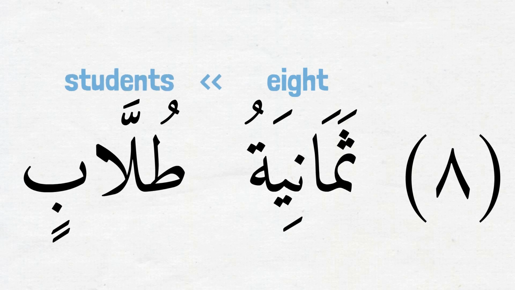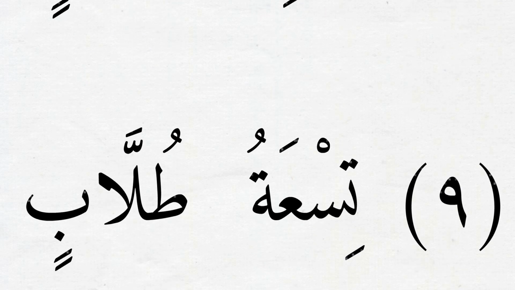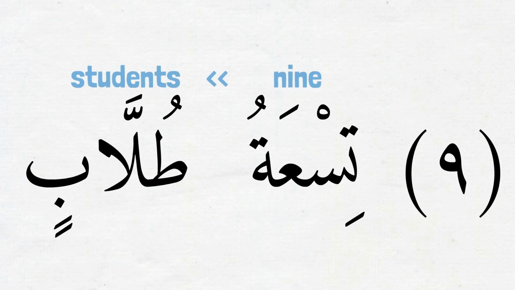8 طلاب. 8 students. 8 in Arabic is ثمانية. ثمانية طلاب is 8 students. 9 students is تسعة طلاب. تسعة is 9. تسعة طلاب is 9 students.